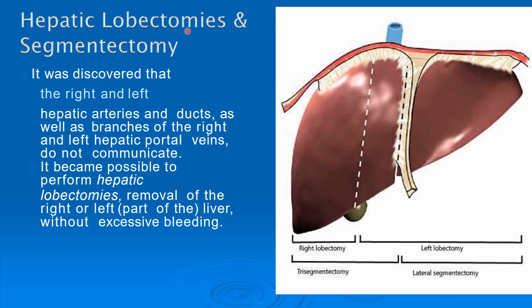Coming to hepatic lobectomies and segmentectomy. We already told the right and the left lobes receive independent or separate hepatic artery and duct and similarly vein. So surgeons can do lobectomy and segmentectomy with less bleeding. This is the right lobe and this is the left lobe. This can be separated and this can be separated due to any problem. The entire liver need not be removed in case of any problem, anatomical or other kinds of diseases of the liver.